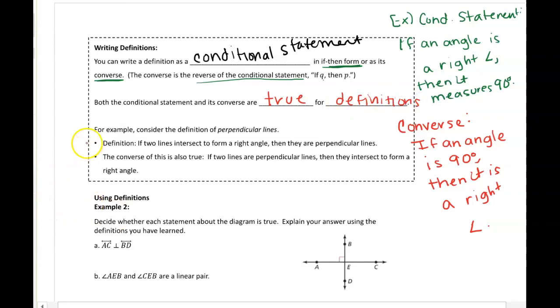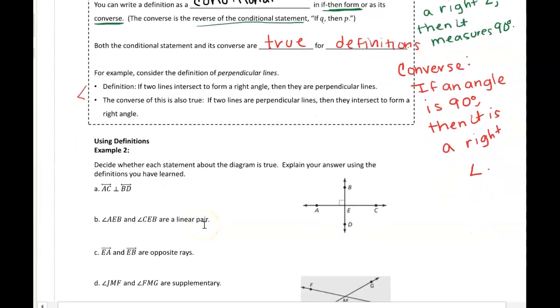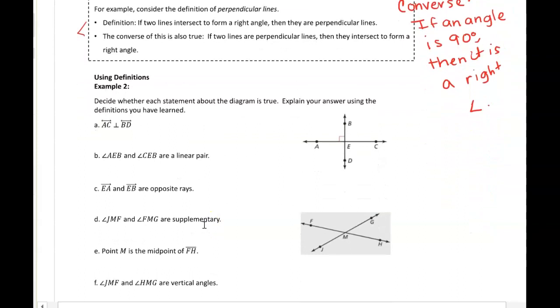Okay, and then here's an example. All right, now let's look at example 2 here. Decide whether each statement about the diagram is true and explain your answer. First of all, let's talk about this symbol right here. This symbol is perpendicular. Hopefully you know from middle school, but you may have just forgotten.